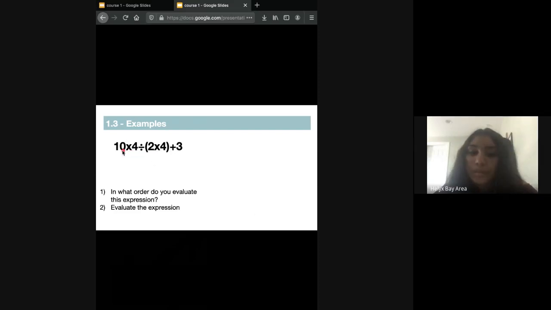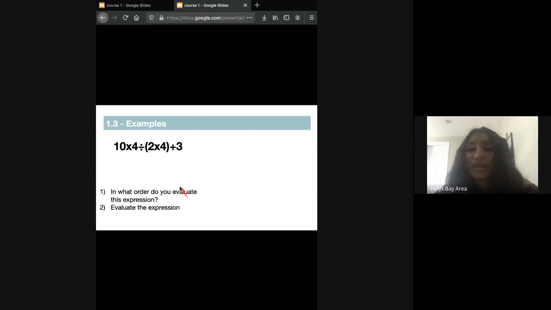Our first example is 10 times 4 divided by the quantity, if you see these parentheses, you can refer to these as a quantity, of 2 times 4 plus 3. So the first thing I want you to do is determine in which order you would evaluate this expression. And then after you've determined that, you evaluate the expression.